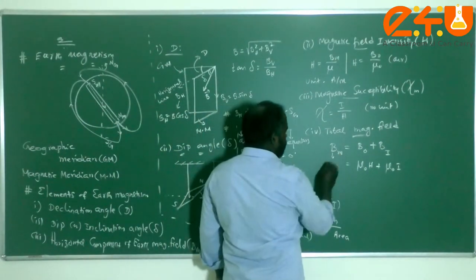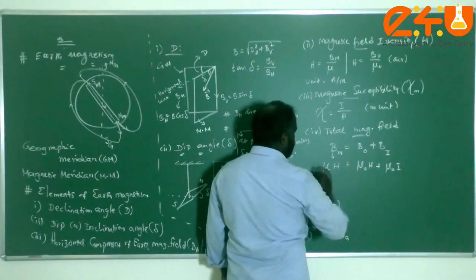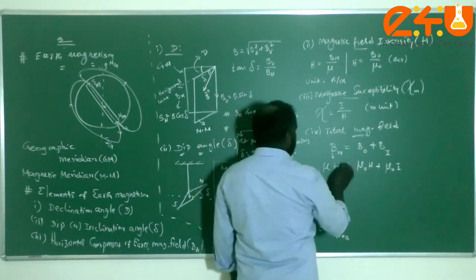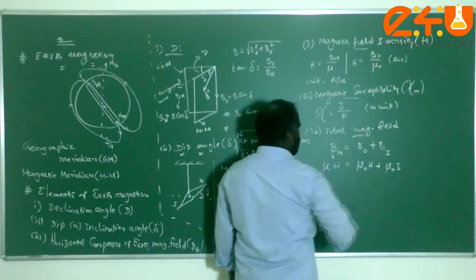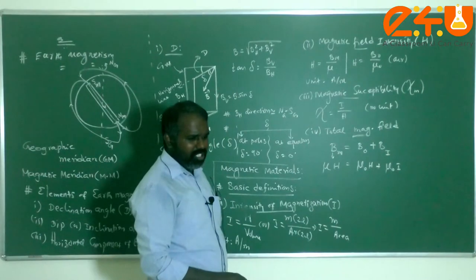So this B_m is nothing but mu H. This is the expression for the total magnetic field in the specimen.